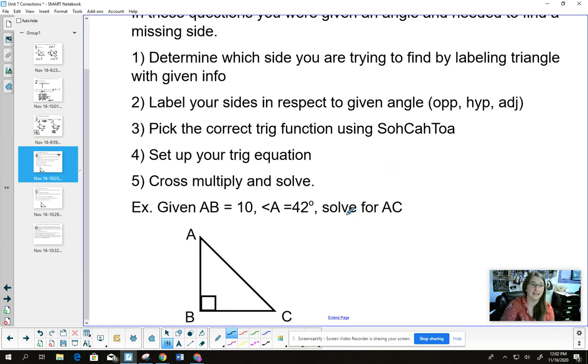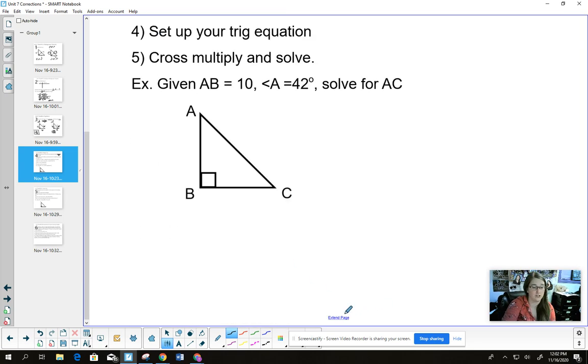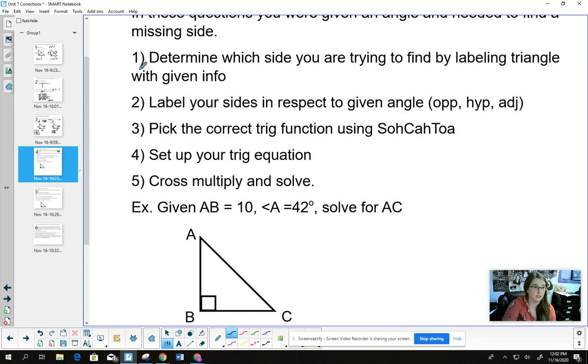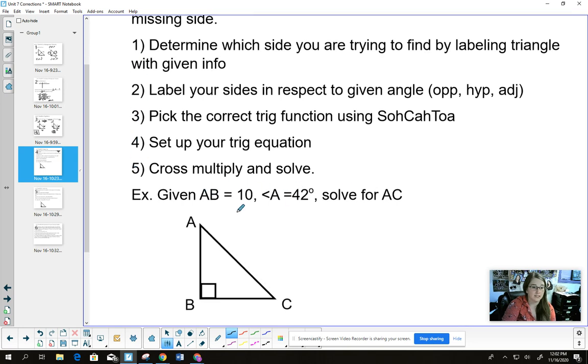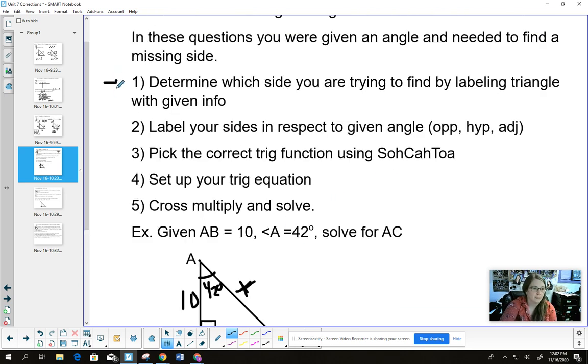So this one, you're given an angle, and you need to find a side. So what you needed to do was draw the picture and label your sides. You have to. It's really difficult to do this without. I can't do it without drawing the picture. So I'm going to go through these steps with this example here. So angle A is 42. AB is 10. We're trying to solve for AC. I'm going to call that x. You could leave it as AC, but I like looking at x better because I'm used to that. So that was step 1.